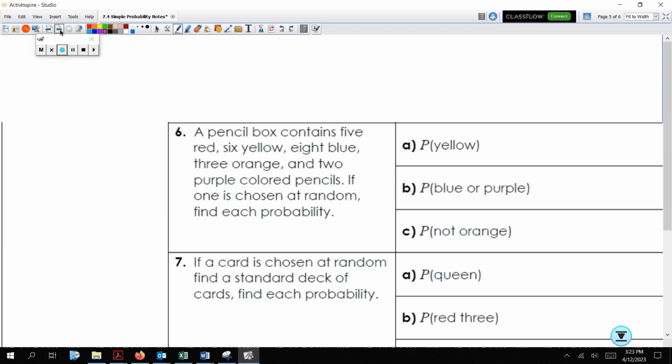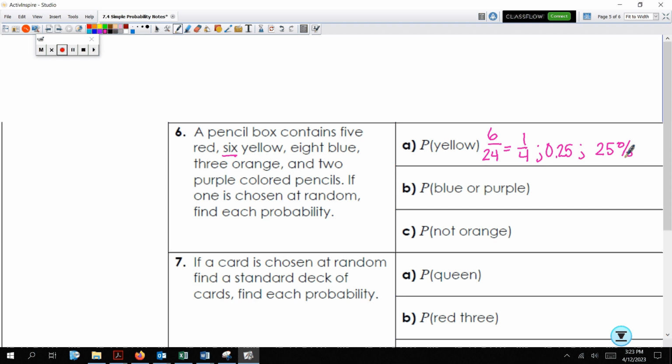Well, the probability of getting a yellow. How many yellows do I have? I have 6. So 6 out of how many total pencils do I have in my pencil box? 5 plus 6 plus 8 plus 3 plus 2 is 24. 6 out of 24 is 1/4, which is 0.25 or 25%.